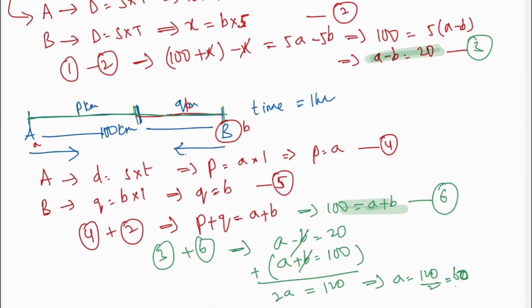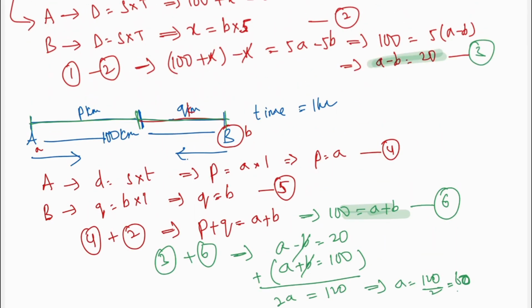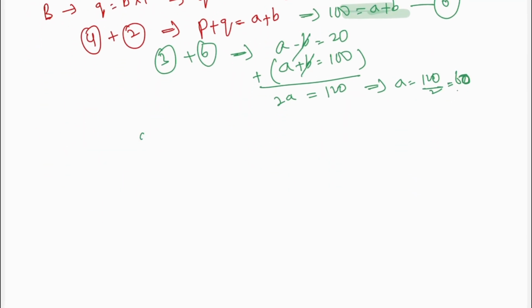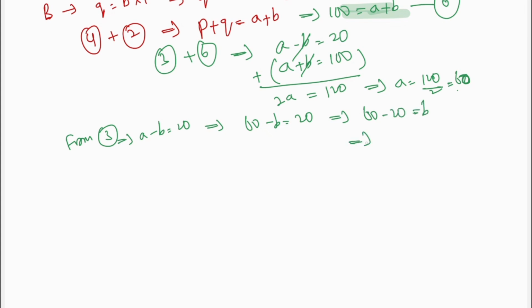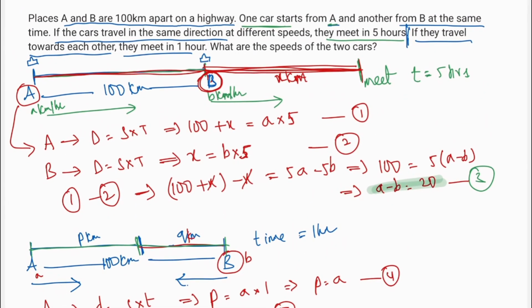And what is b here? Substitute in the third equation. a - b is 20, from the third equation, so 60 - b = 20. We get 60 - 20 = b, so b = 40. We got a = 60 and b = 40. These are the speeds of the two cars.